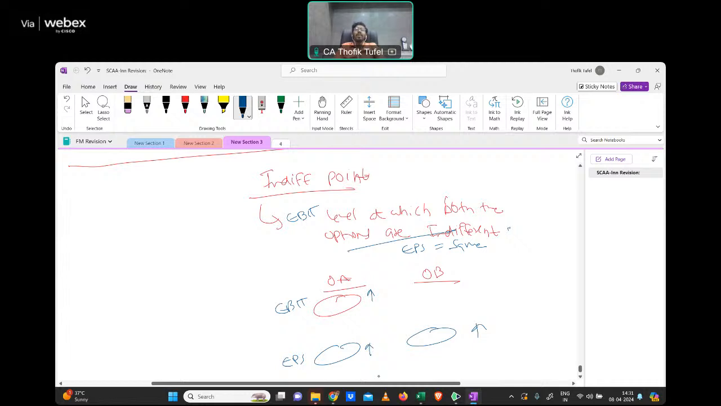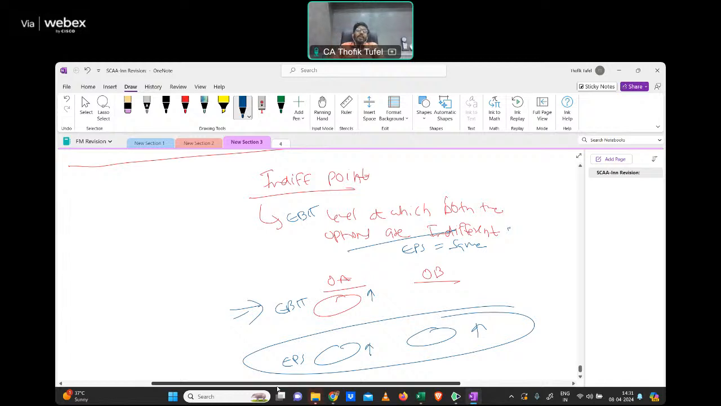So what they are asking is: what should my EBIT be at which the EPS is safe for both? What should be my EBIT, which means how much minimum I should earn. Below that, option A is more attractive. More than that, option B is attractive. That is what they are trying to tell.